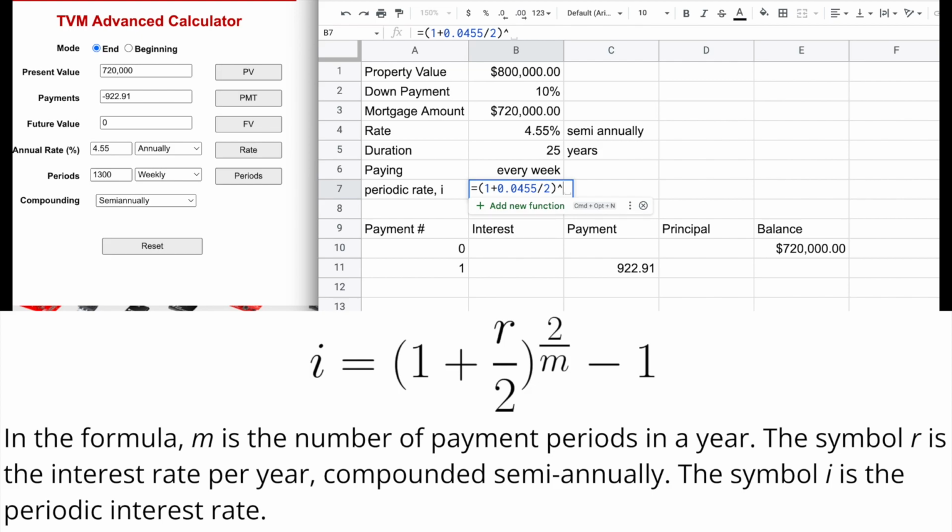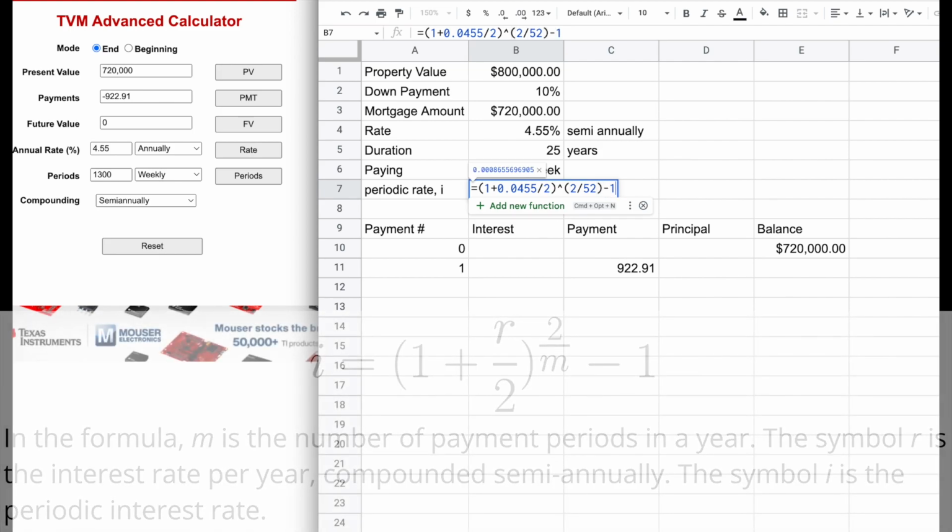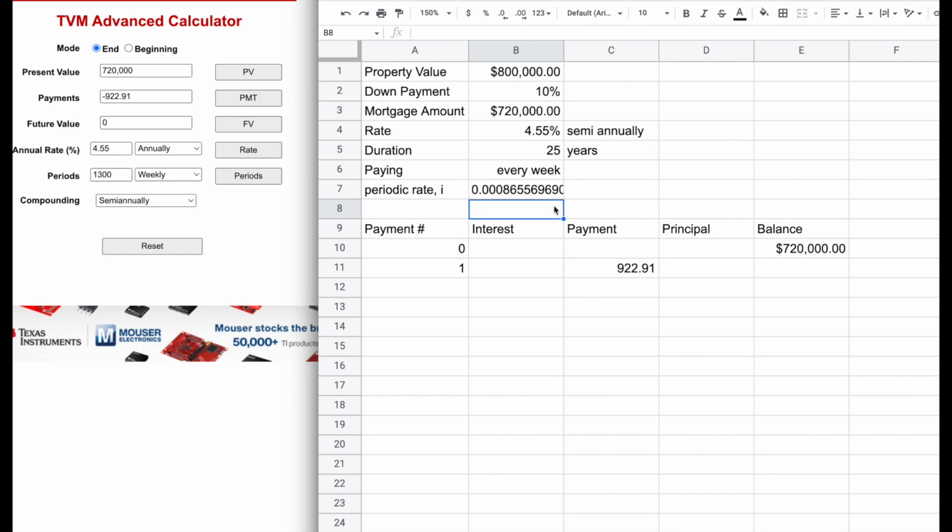And there's a fraction in the exponent, so I'm going to open up another bracket. The formula has a 2 in the top, and then in the bottom we divide by m, which is how many times we're paying per year. It's weekly, so that is the 52. Now we close that because that's the end of the exponent, and then the last part of the formula is minus 1, and we get this very, very small value here.